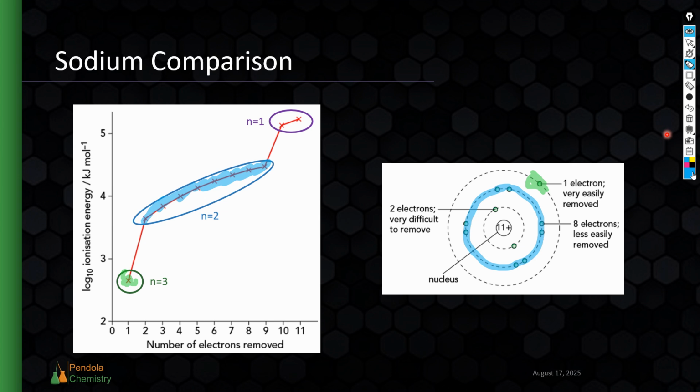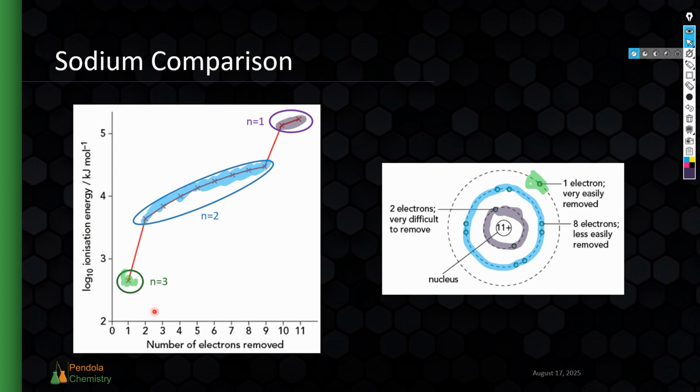And then finally up here in purple, these two electrons are these two electrons right here in energy level 1. They are the closest to the nucleus, and there is no inner energy level beyond that. So there's no shielding whatsoever. And so their ionization energy is really, really high.